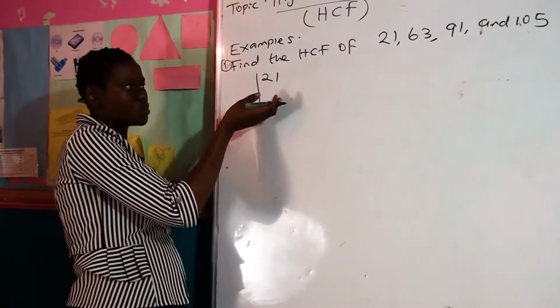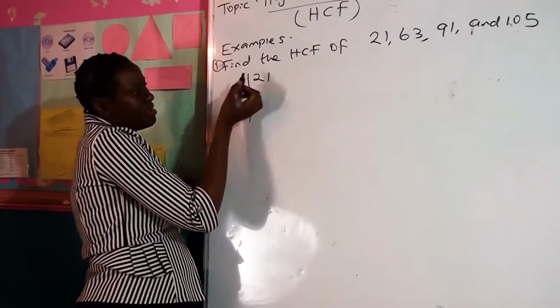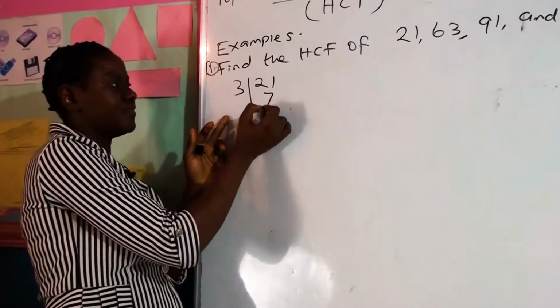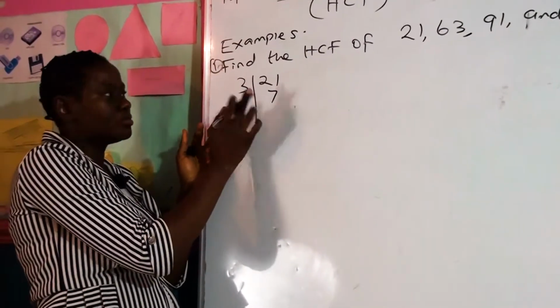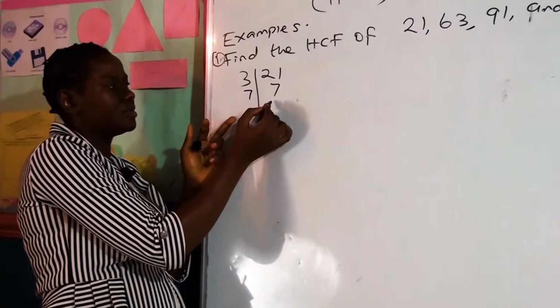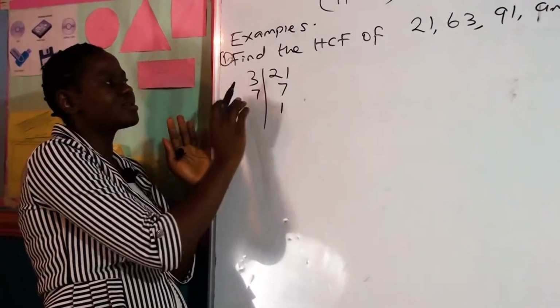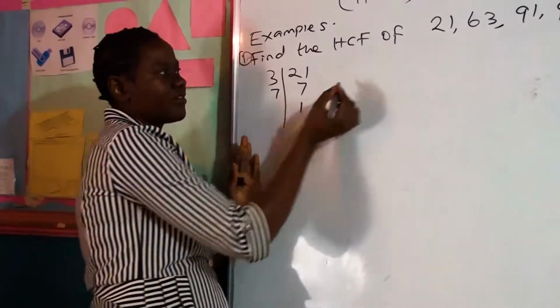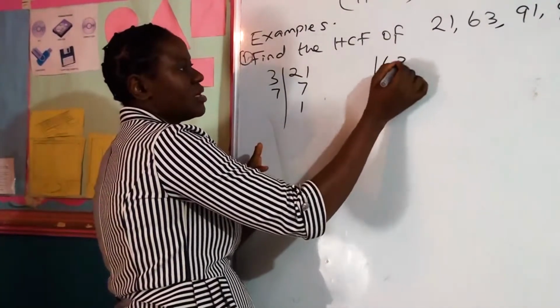What number could divide 21? We have 3. How many 3 can we find in 21? 7. What number could go? 7, 1. So the factors of 21 are 3 and 7. Let's look for the factors of 63.